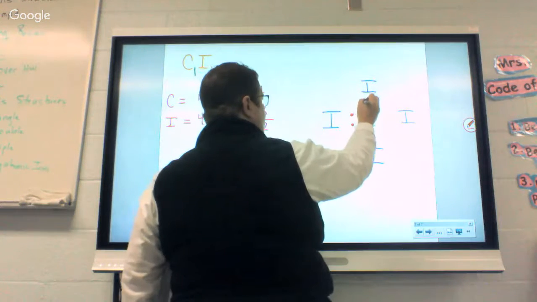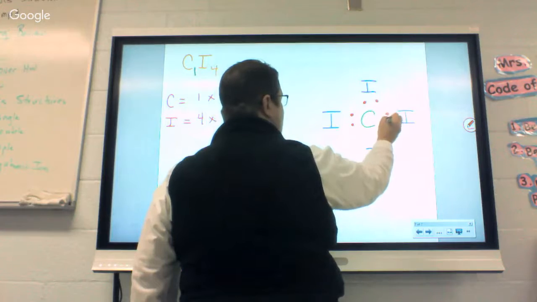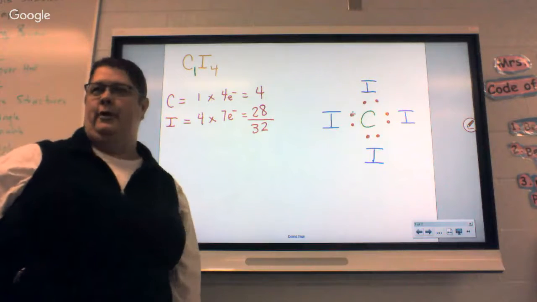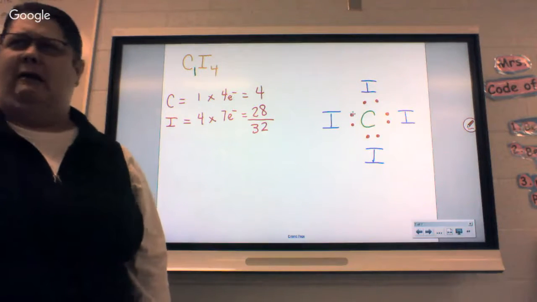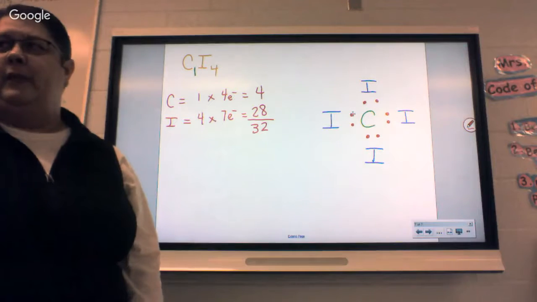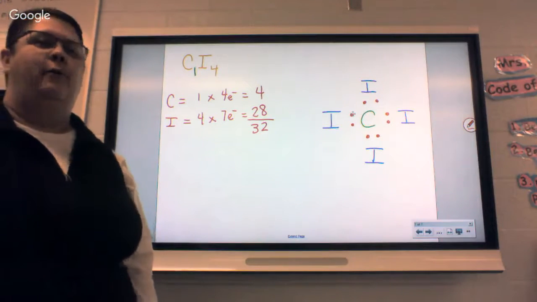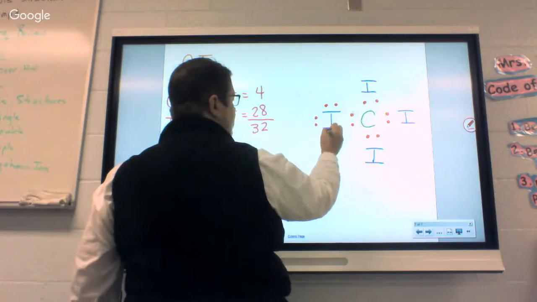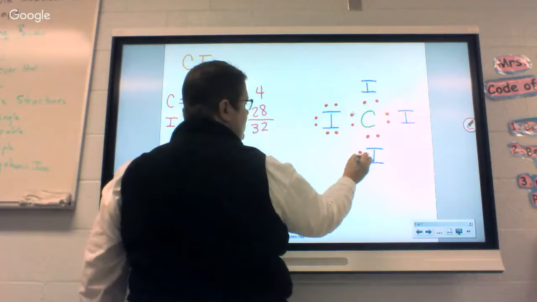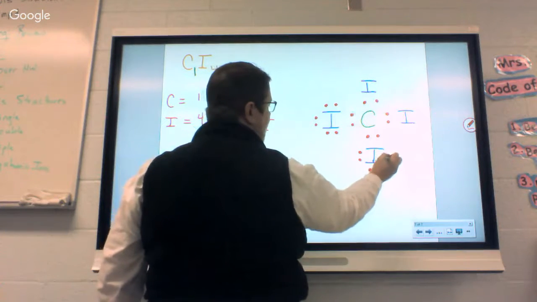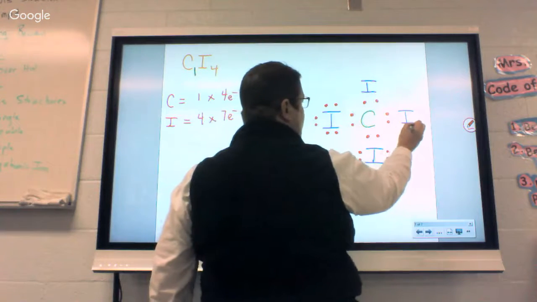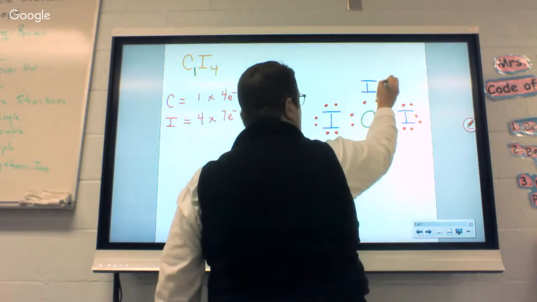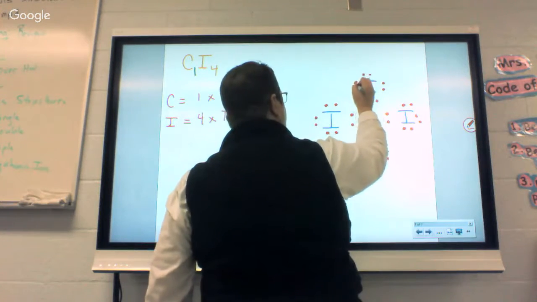1, 2, 3, 4, 5, 6, 7, 8. Now there's 8 of my 32. I need to put in more electrons. I don't have 32 in that dot diagram, do I? So where am I going to put some other dots? Around the eyes. So 9, 10, 11, 12, 13, 14, 15, 16, 17, 18, 19, 20, 21, 22, 23, 24, 25, 26, 27, 28, 29, 30, 31, 32.